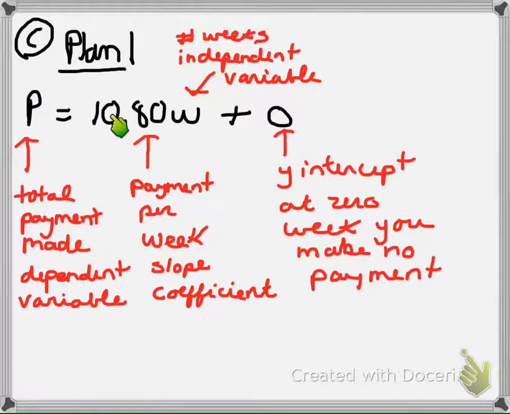And then over here, the 1080 is the amount you pay per week, and you need to label that as amount paid per week, but also the slope, and also coefficient, because those are two words that we had last week that I really want you to know when you look at this number that's in front of the variable. And then last, that +0, that's my y-intercept. At 0 weeks, you make no payment. There's no initial payment on this plan. And then for the W, that's the number of weeks, and it's your independent variable. It goes on the x-axis.